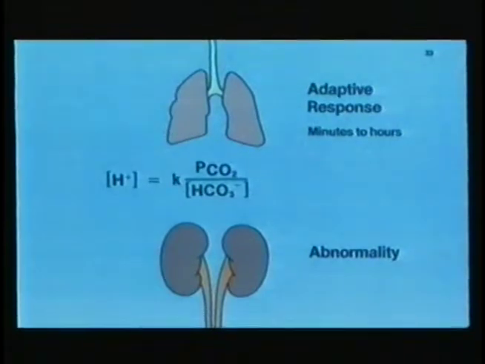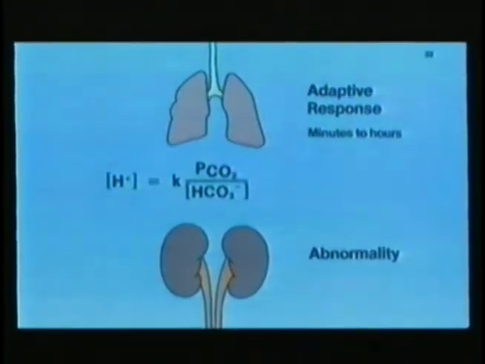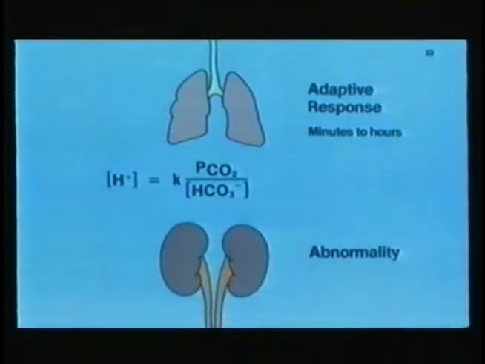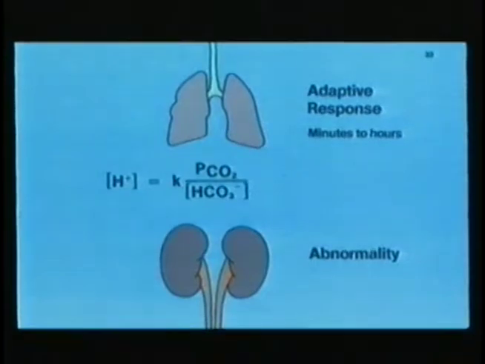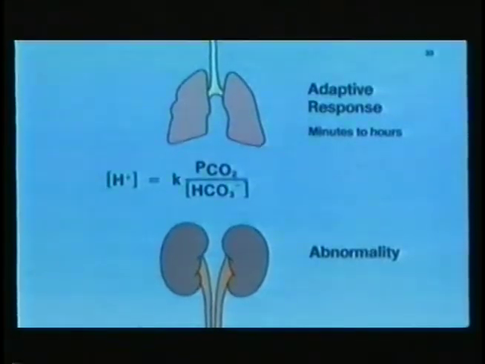33. When the primary abnormality is metabolic, that is, a change in bicarbonate ion concentration, the adaptive response is respiratory. Through changes in ventilation, respiratory adaptation results in a change in PCO2, and hence changes in hydrogen ion concentration. Since the respiratory control system responds rapidly to changes in hydrogen ion concentration, respiratory adaptation to metabolic disorders occurs quickly and achieves a new steady state within minutes to hours.